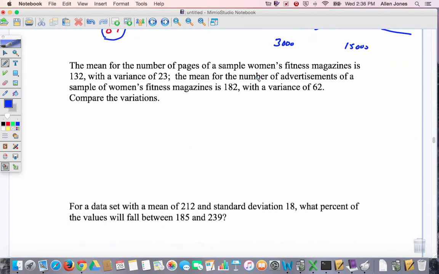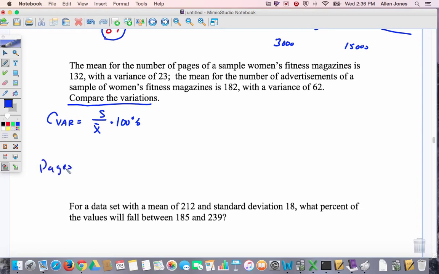Let's see that one more time. The mean number of pages of a sample of women's fitness magazines is 132 with a variance of 23. The mean number of advertisements of a sample of women's fitness magazines is 182 with a variance of 62. Compare the variations. Once again, a comparison is that coefficient of variation. I'll write that up here again: standard deviation divided by the mean, multiplied by 100%.